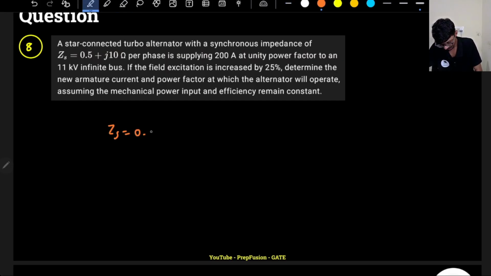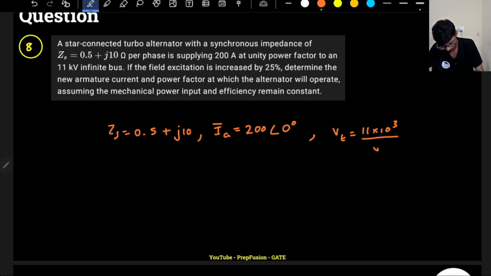Zs is 0.5 plus j10. Armature current is 200 ampere, supplying at unity power factor, so this will be 0 degrees basically, to an infinite 11 kilovolt bus. So Vt will be 11 into 10 cube divided by root 3 angle 0.